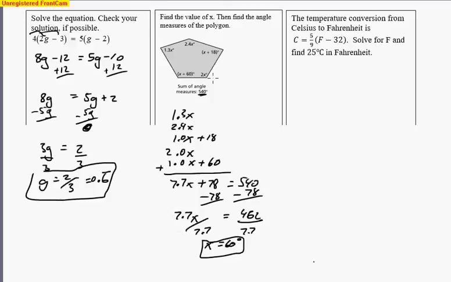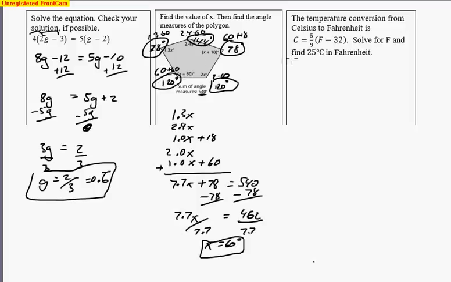Then we can go ahead and substitute. We can do 2 times 60, it makes 120 degrees. We can do 60 plus 18 gives me 78 degrees. And then 2.4 times 60 gives me 144 degrees. And then 1.3 times 60 gives me 78 degrees. And then this one is 60 and 60 added together makes 120 degrees.